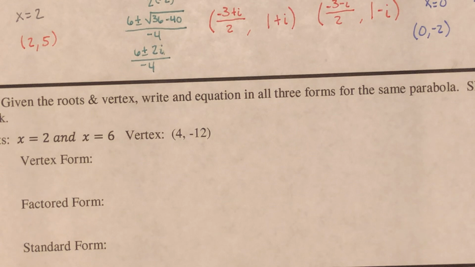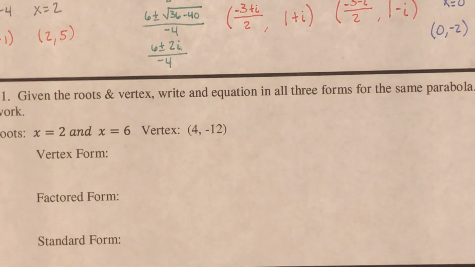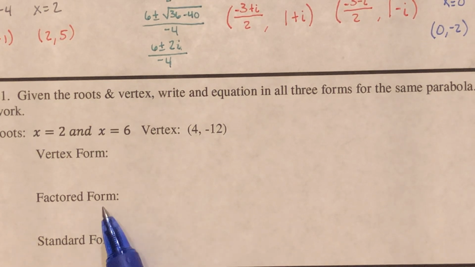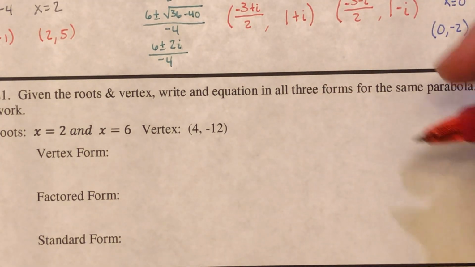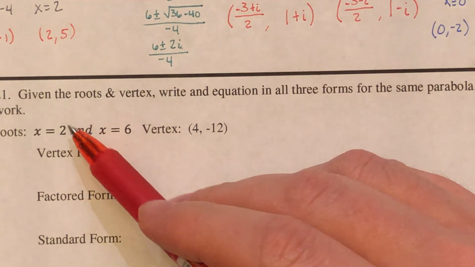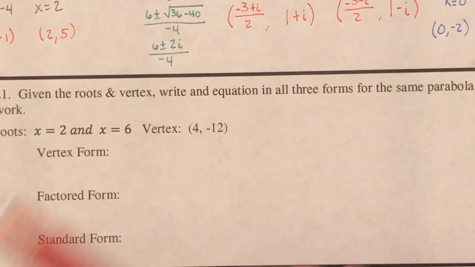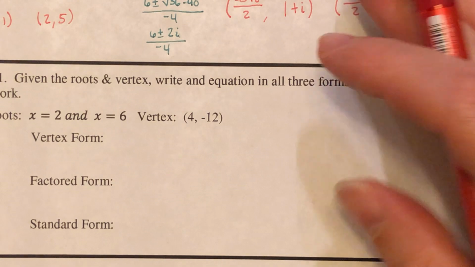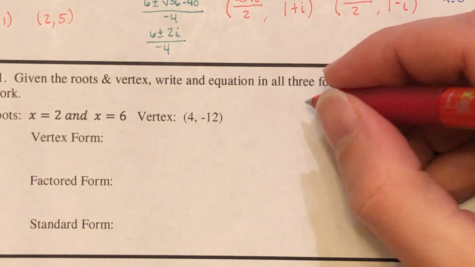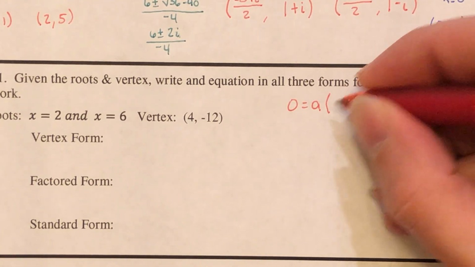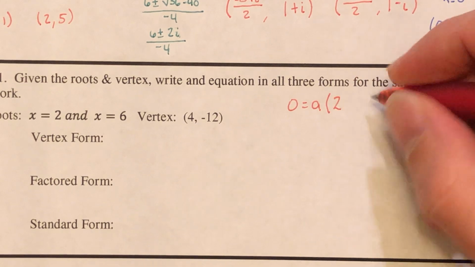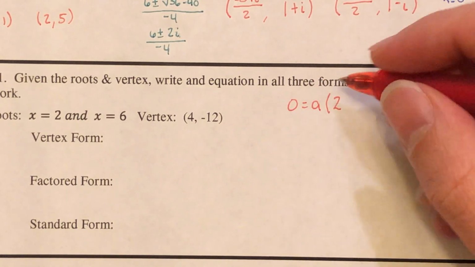For question 21, it gives me the roots and a vertex, and it wants me to write the equation in all three forms. It wants me to write it in vertex form, in factored form, and in standard form. If it gives me the vertex, the first thing I have to do is find A. To find A, my roots give me additional points. My roots always have a y value of 0. So I'm going to use vertex form to figure out what my A value is, plugging in what I know about the roots and my vertex.